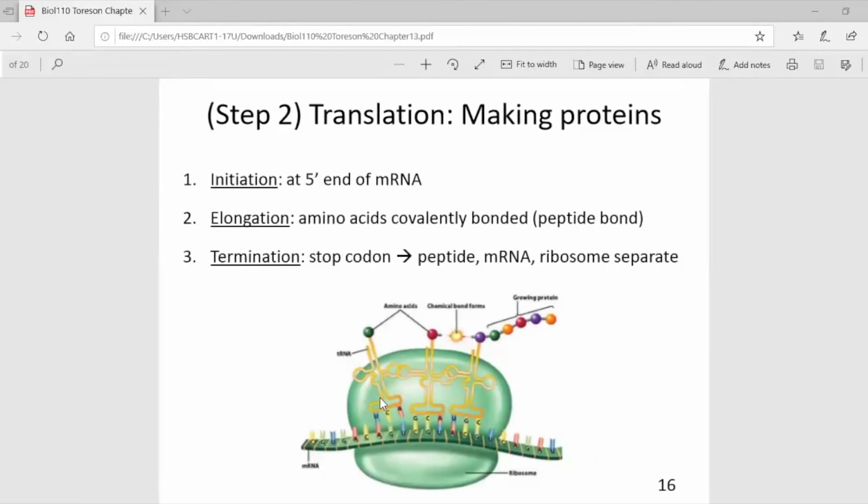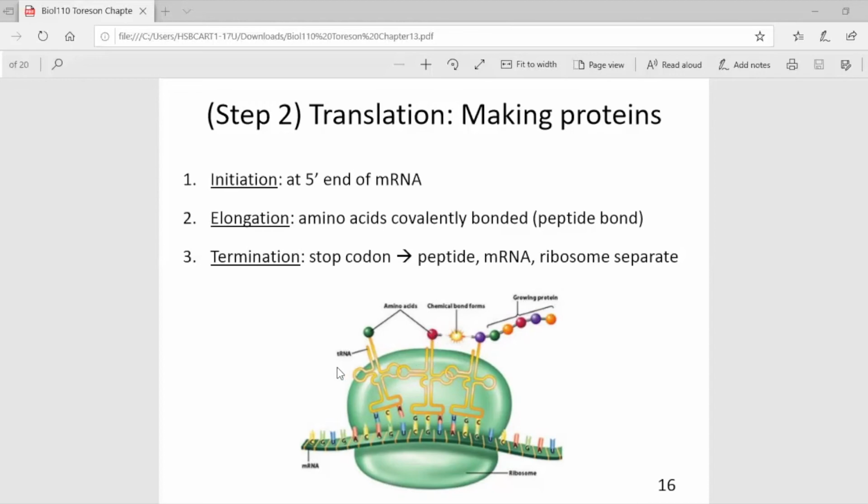Slide 16 is showing you this process in a little bit more detail. So here in yellow is the transfer RNA that is holding the growing polypeptide strand. Here we see this transfer RNA with the next amino acid, and this growing polypeptide strand will be transferred from this tRNA to the tRNA on the left-hand side.